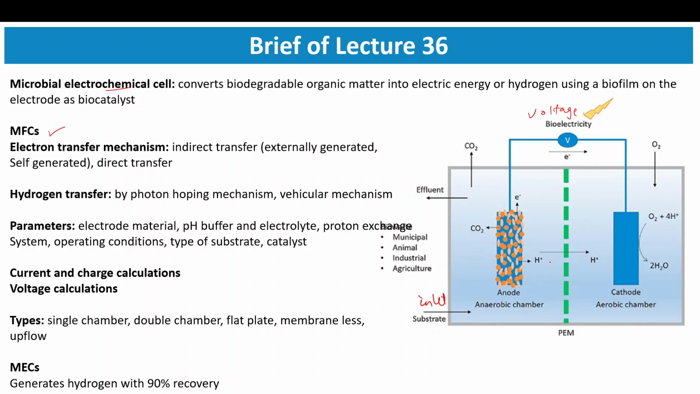Now H plus will also be generated, and this is a permeable membrane which allows only H plus to pass through. Now when this H plus goes to the cathodic chamber, the reaction occurs to form H2O, and oxygen is supplied here. So this is the overall mechanism.